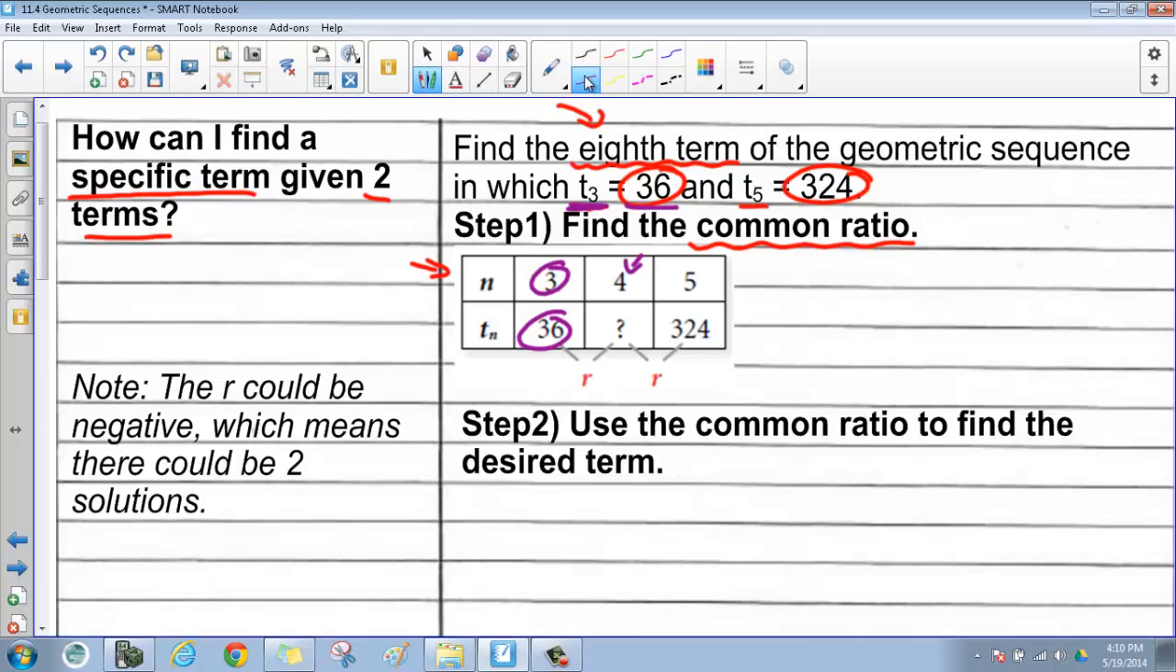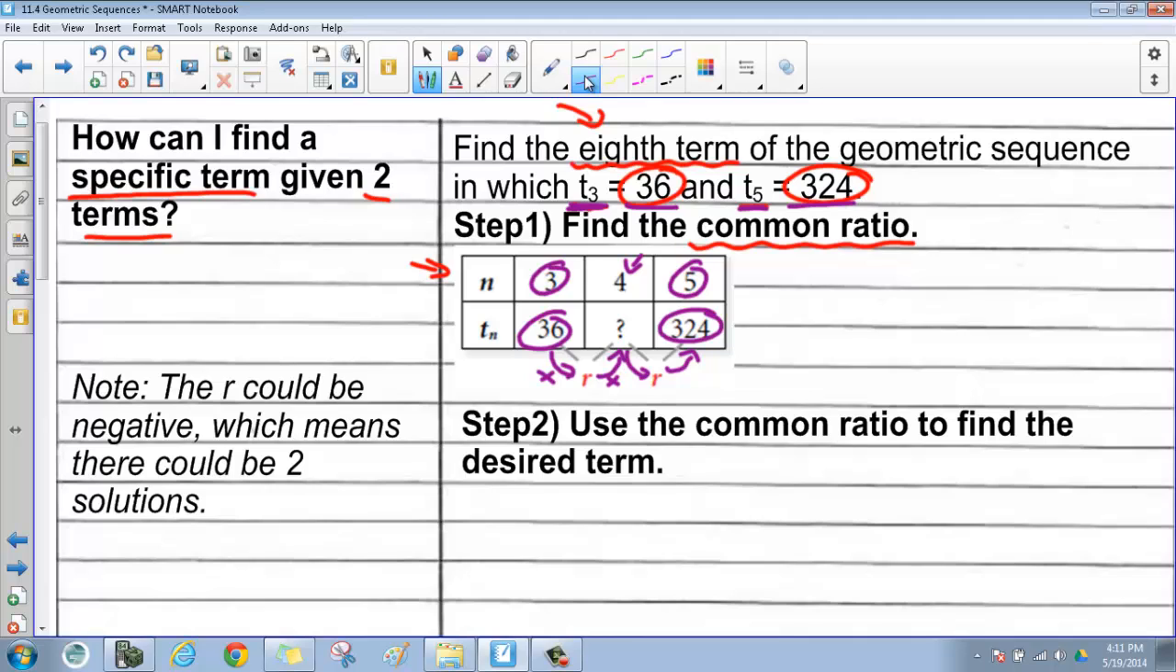They didn't tell us what the 4th term is. Shame on them. But they did tell us what the 5th term is. They said it was 324. The 5th term is 324. Now, we know this is a geometric sequence. So we know that if you take 36 and you multiply it by this common ratio, you'll get the 4th term. And if you take that 4th term and multiply it by the common ratio again, you'll get the 5th term.